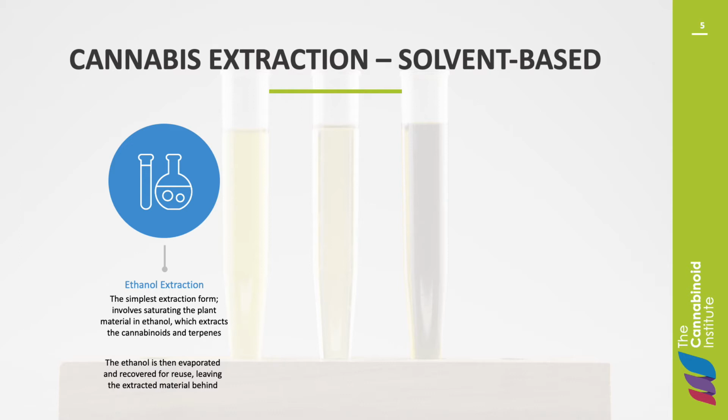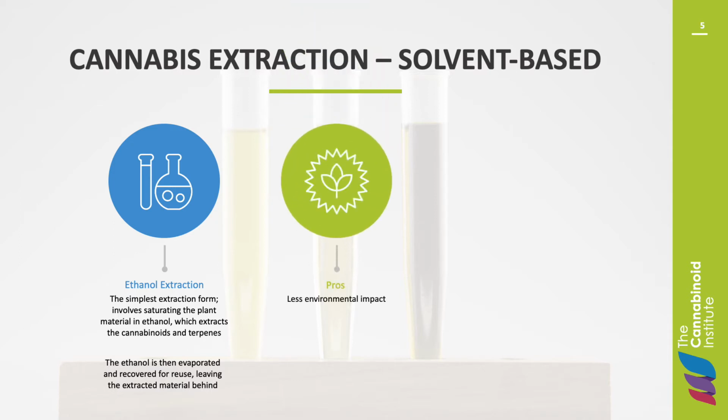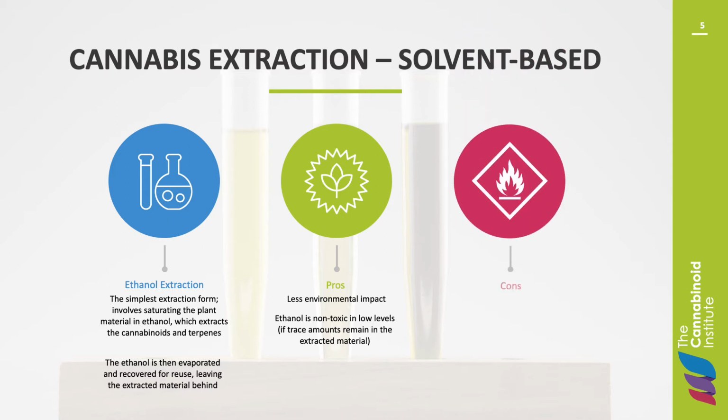Ethanol-based cannabis extraction has less environmental impact than other forms of extraction, and ethanol is also non-toxic in low levels if any trace amounts remain in the extracted material. However, ethanol is an expensive solvent to purchase as large amounts are needed, and the resulting product is an impure crude extract. Ethanol is also highly flammable, so when used in a lab for extraction, controlled conditions must be in place to protect worker safety.